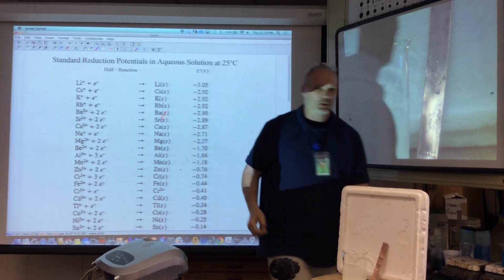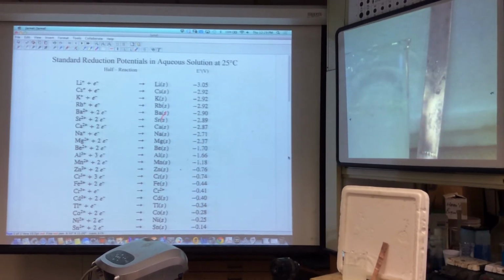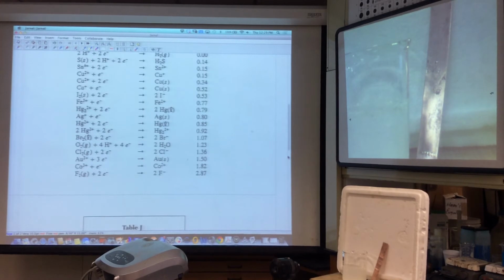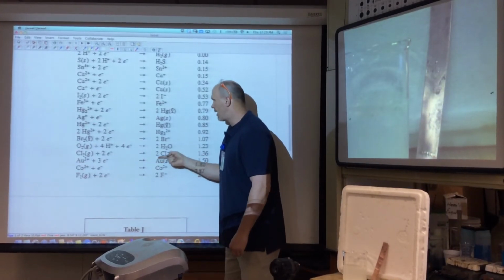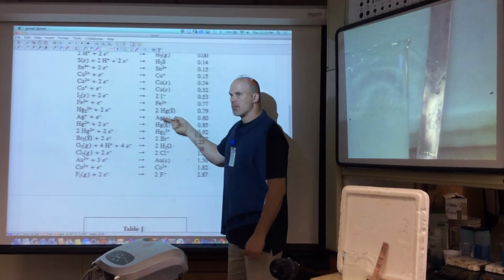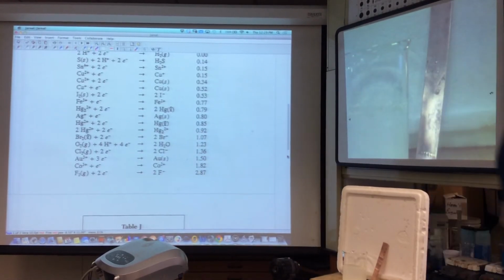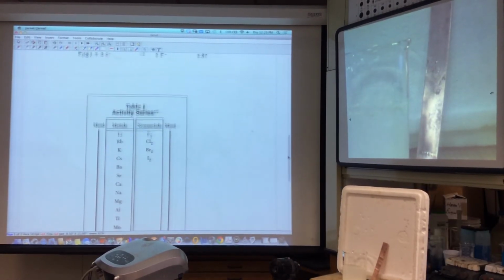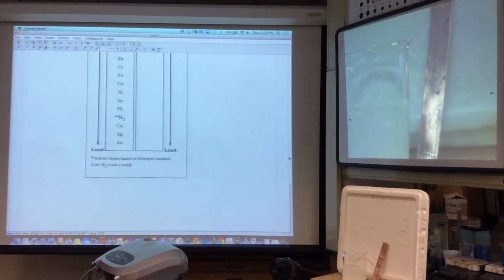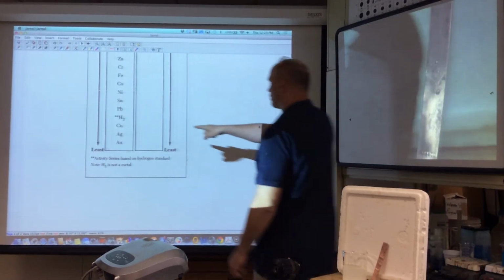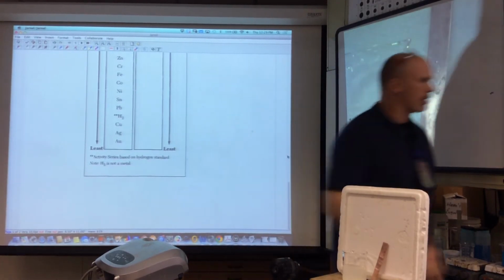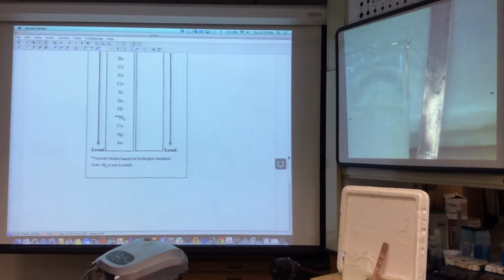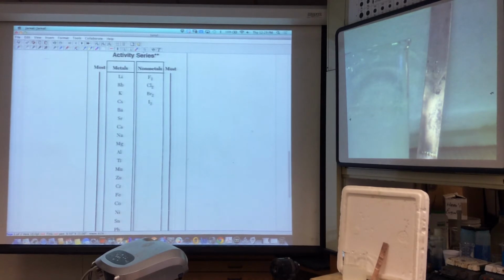Who's on the bottom? Who are the worst metals at oxidizing? Well, fluorine's not a metal. The worst metal is gold. Who's next? So now, watch table J. Where do you think they get this from? Who's the worst metal at oxidizing? Right. Who was second? Who was on top on my other chart? Lithium, right?